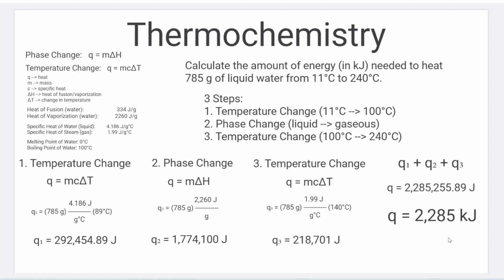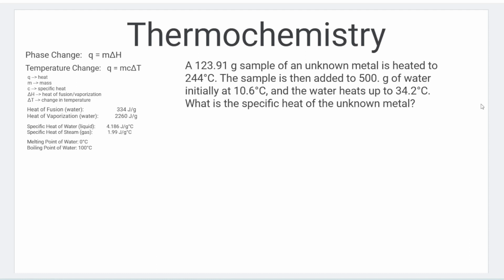Let's take a look at one last problem. A 123.91 gram sample of an unknown metal is heated to 244 degrees Celsius. This sample is then added to 500 grams of water initially at 10.6 degrees Celsius, and the water heats up to 34.2 degrees Celsius. What is the specific heat of the unknown metal? So while we can't solve for the specific heat directly, since we do not have enough information, we can solve for the amount of heat required to heat the water up to 34.2 degrees Celsius.